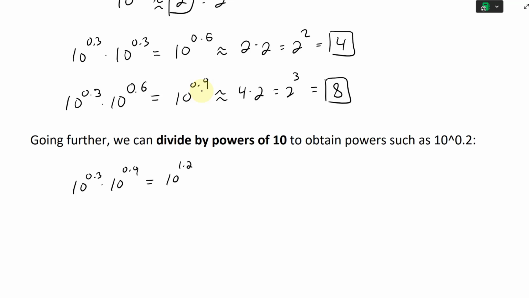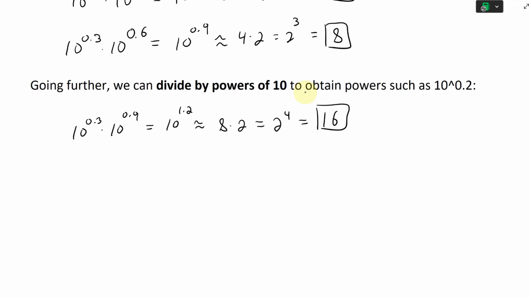Those add up. This is going to be 9 plus 3 is 12. We put a decimal place there. This approximately is equal to 8 times 2, and this equals, well, it's the same thing as multiplying this by another power. So it's 2 to the 4. This equals 16, like that. And so that's what we have there. But notice what we can do right here. This is 10 to the 1.2.